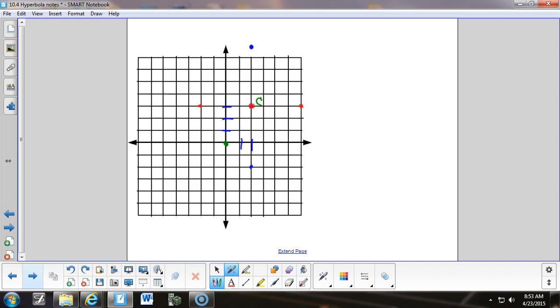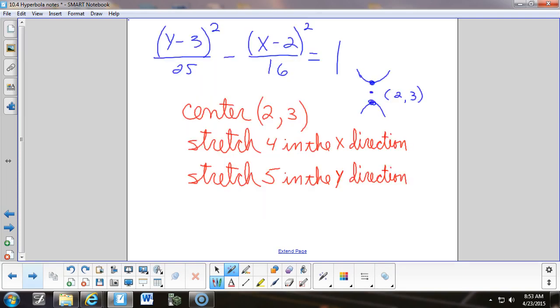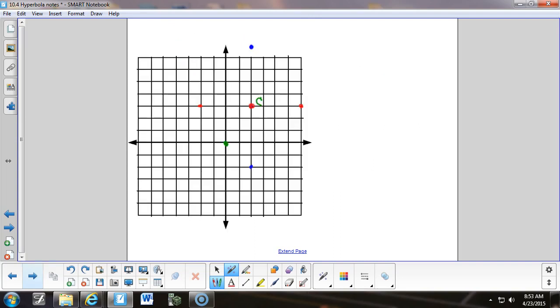There's the center. So remember what it said. Back up for a second. Stretch it 4 units in the x direction and 5 units in the y direction. So that's what I did. 4 units in the x direction: 1, 2, 3, 4, and 1, 2, 3, 4. 5 units in the y: 1, 2, 3, 4, 5, and 1, 2, 3, 4, 5. There we go. Now here's where things change.